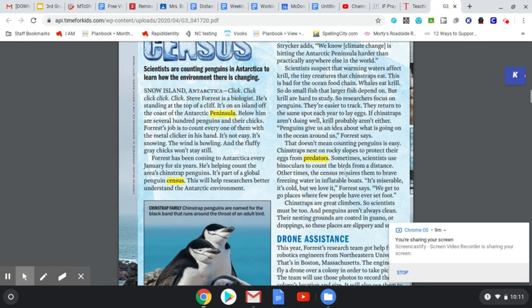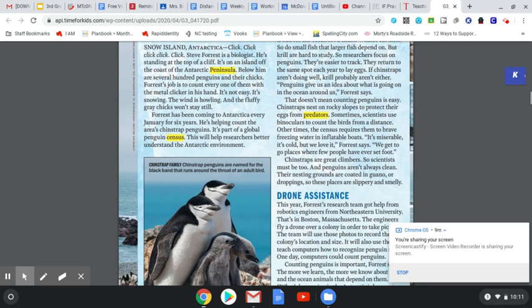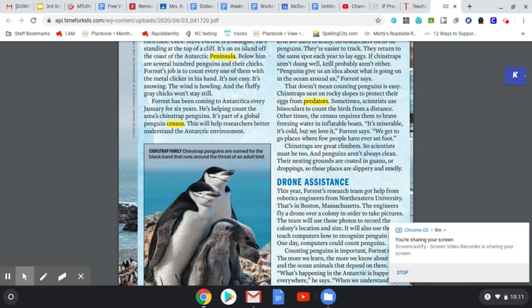Sometimes scientists use binoculars to count the birds from a distance. Other times the census requires them to brave freezing water in inflatable boats. It's miserable, it's cold, but we love it, Forrest says. We get to go places where few people have ever set foot. Chinstraps are great climbers, so scientists must be too. And penguins aren't always clean. Their nesting grounds are coated in guano, or droppings.